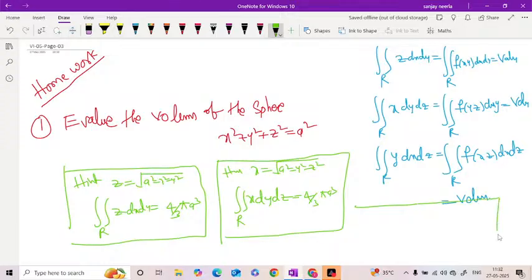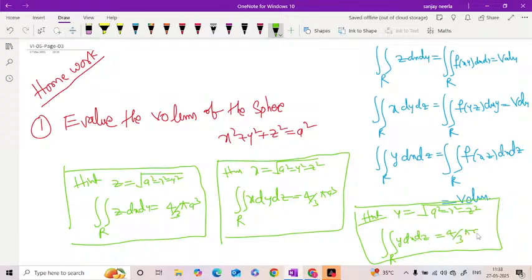One more, you can try it like this also. y is equal to under root of a square minus x square minus z square. Now we'll get the double integral y dx dz is equal to 4 by 3 pi a cube only. You can try any one, but my suggestion is better to take this one. We'll get the result. Like that you can easily find the volume of the sphere.